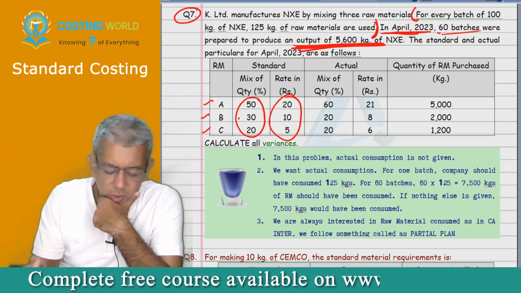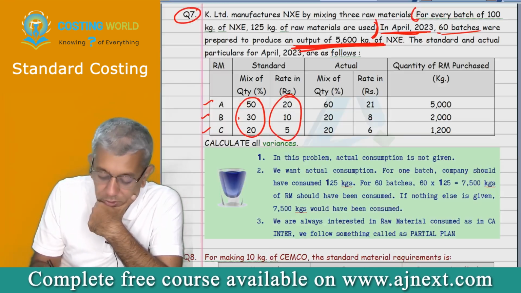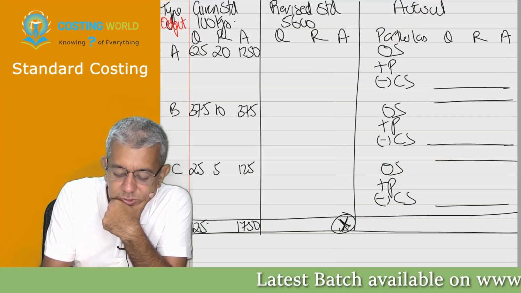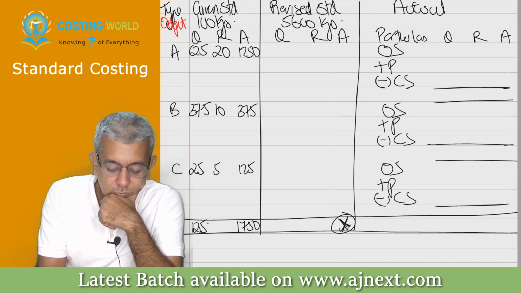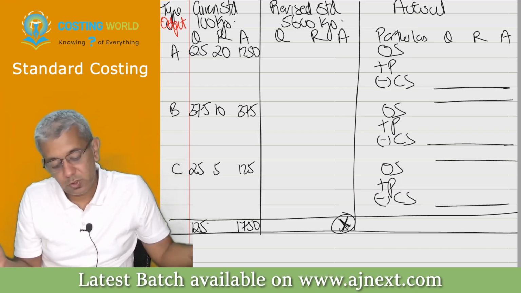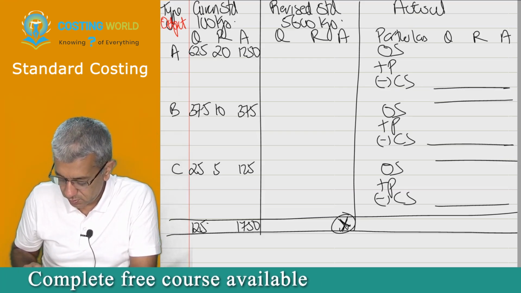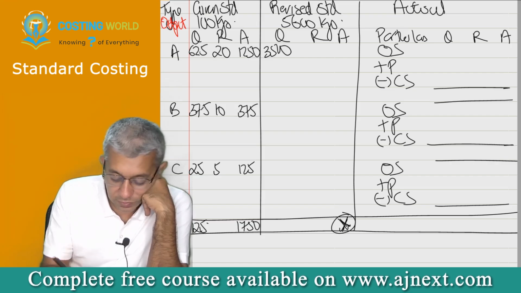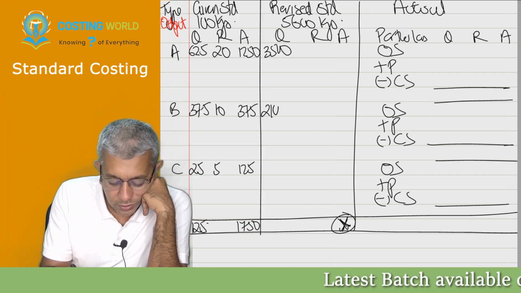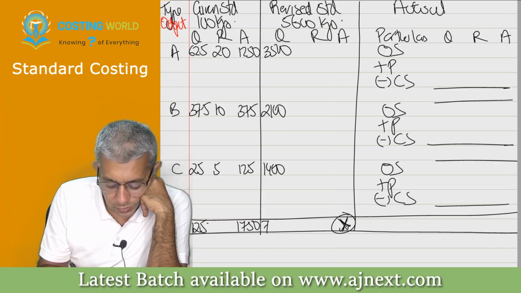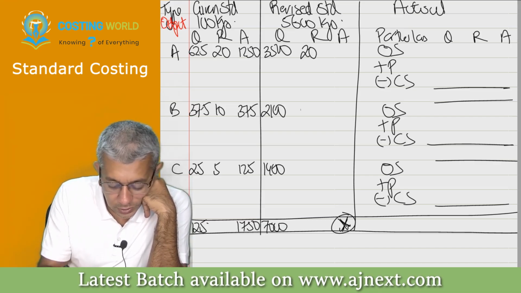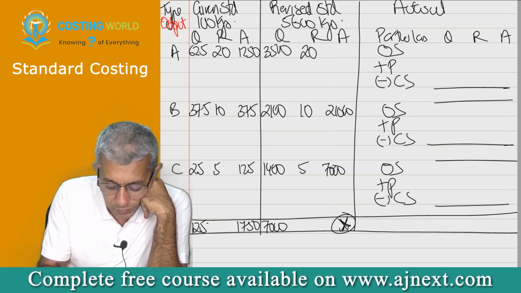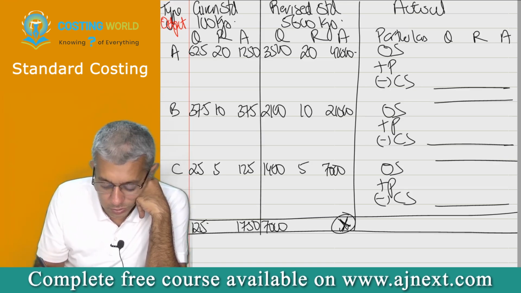Okay, how many batches? Not much interested here. Your output is your product. Your product in this case is NXC. So therefore 5600 kgs. So cross multiply please. Just a second. 3500, 2100, 1400, 7000 at the rate of 20, 10 and 5. 7000, 21,000, 42,000. Correct, no?